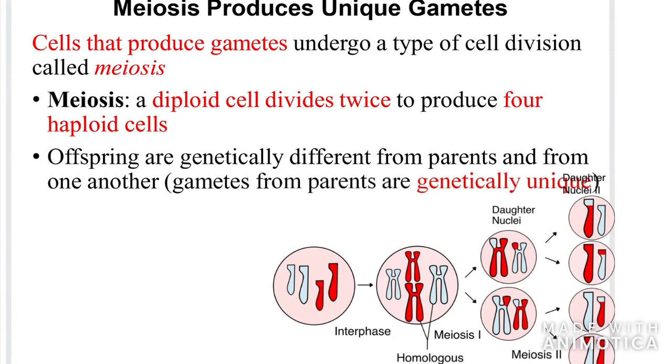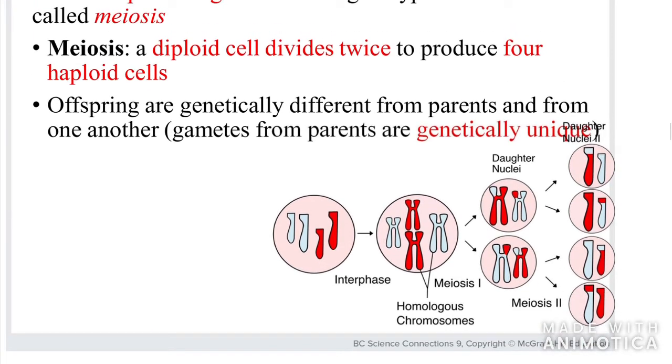Okay, so cells that produce gametes undergo a special type of cell division called meiosis. And meiosis is when a diploid cell divides twice to produce 4 haploid cells. This allows offspring to be genetically different from the parents and from one another. If you think, again, if you have siblings or your friends have siblings, they're not identical. There might be similarities, but none of them are identical. And this is because we have some crossover.